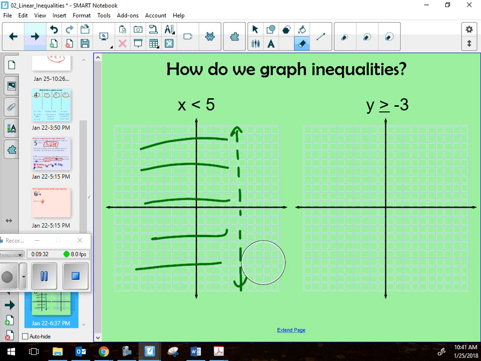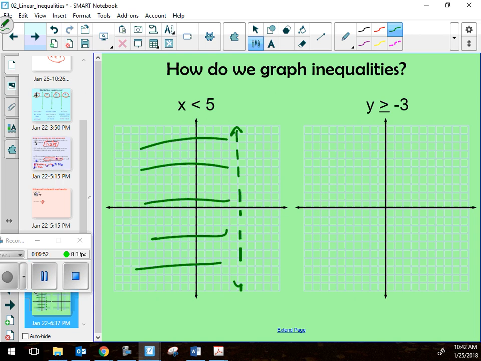Because it's not equal to. If this had been a less than or equal to like this, then we wanted a solid line. This one is a less than sign. And what does that say about the line itself? The line itself is at 5. So if you want things that are less than 5, don't include the line. So you make it a dotted line.